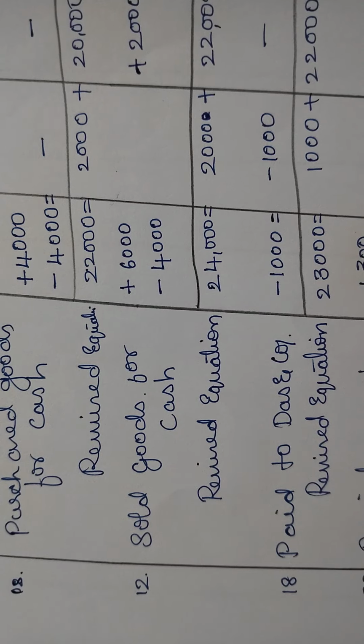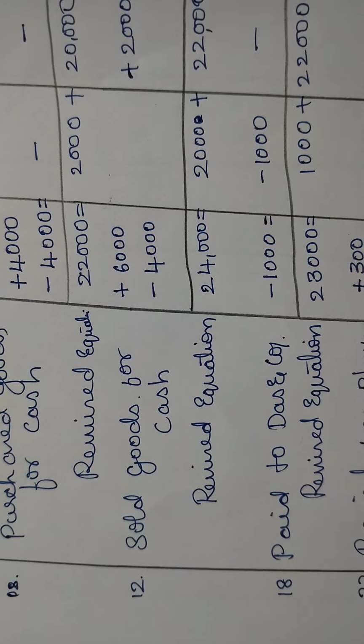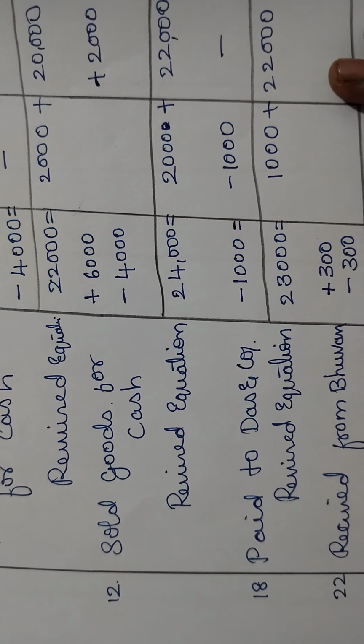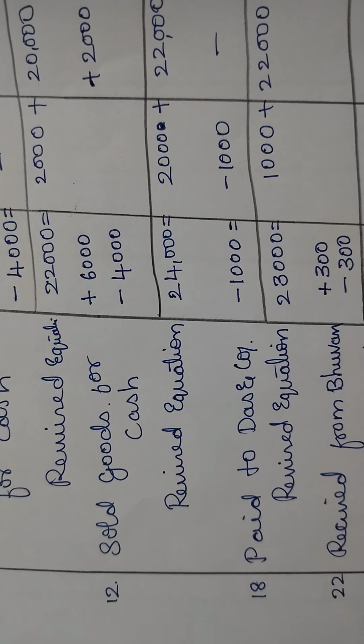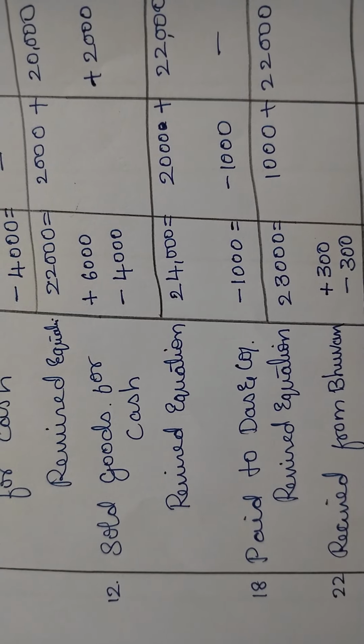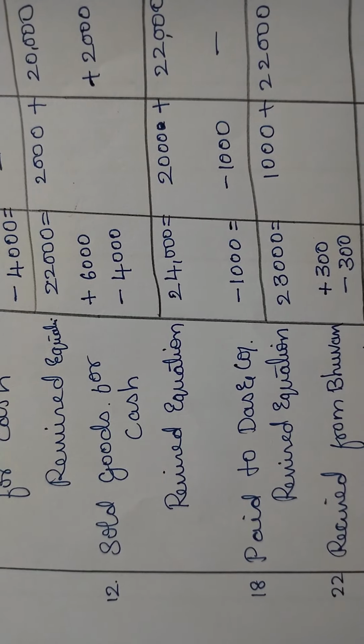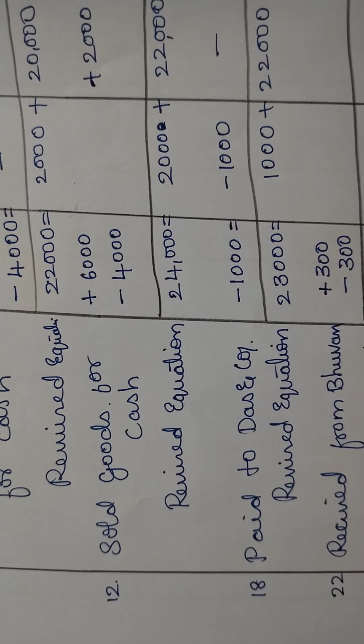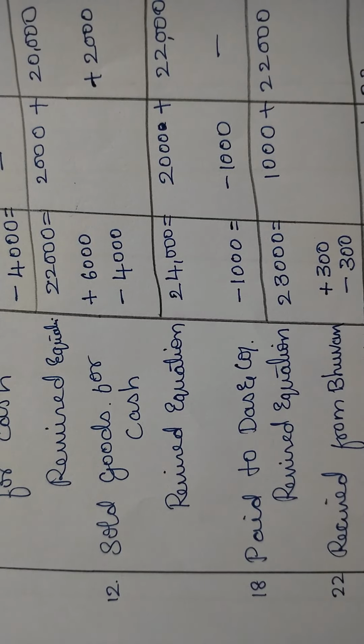Being a debtor means when you are selling any goods or assets to the customer, then he is called your debtor when he is paying on credit basis, not for a cash transaction. It is for credit transaction, credit sales. Okay, the revised equation is 23,000. There is no change in your liability and capital.